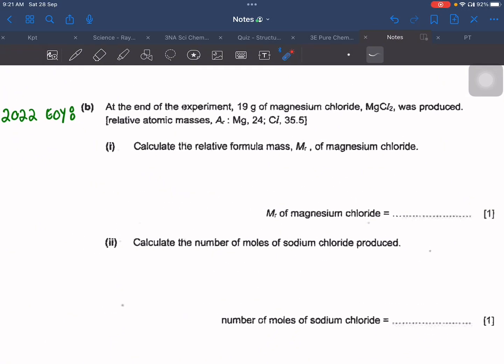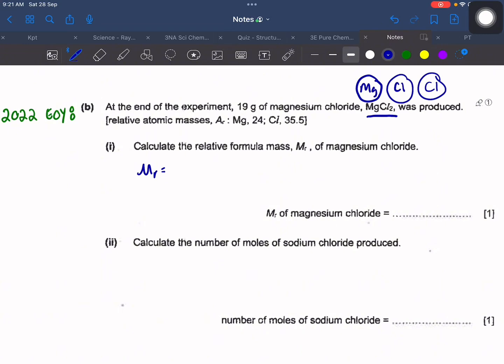The question is asking the student to calculate. At the end of an experiment, there's 19 grams of magnesium chloride, MgCl2, and they're supposed to calculate the relative formula mass of magnesium chloride, which is MgCl2. So for MR, before I calculate, we need to know that inside MgCl2, there's 1 of the Mg and there's 2 of the Cl.